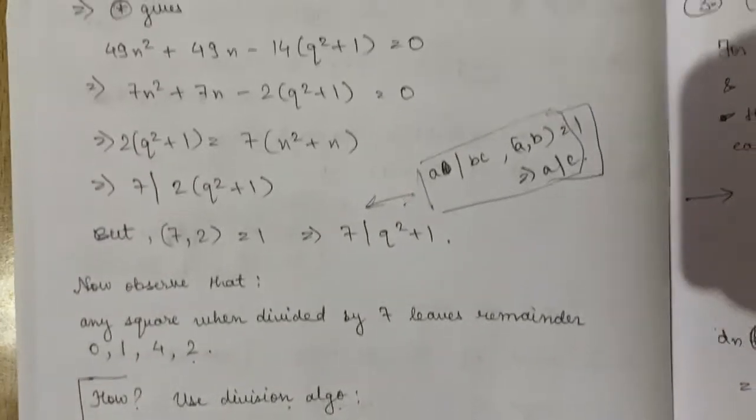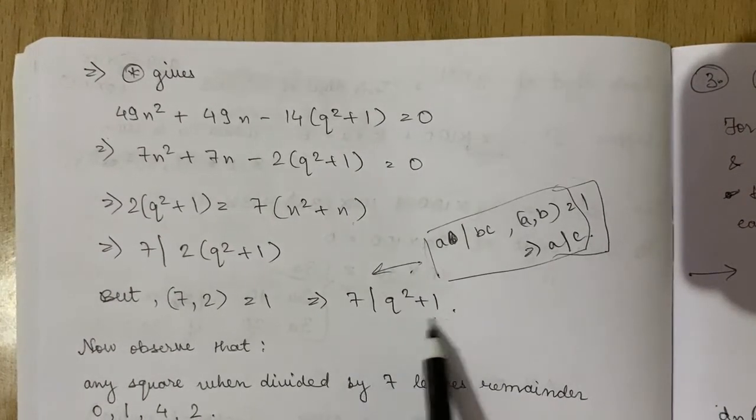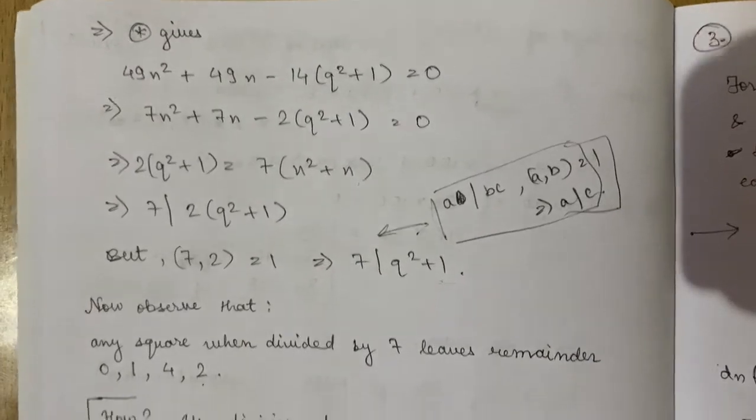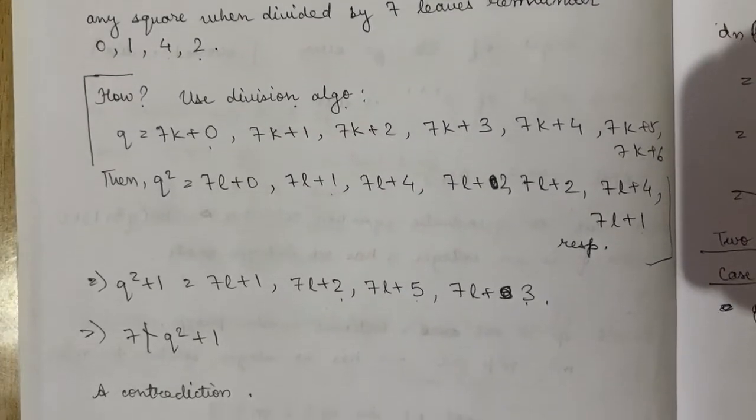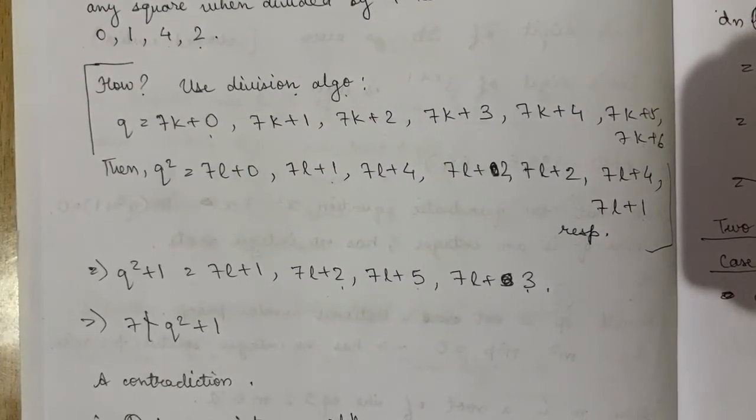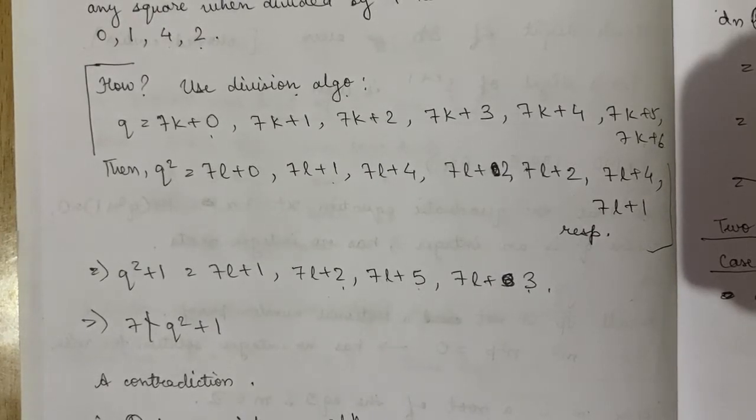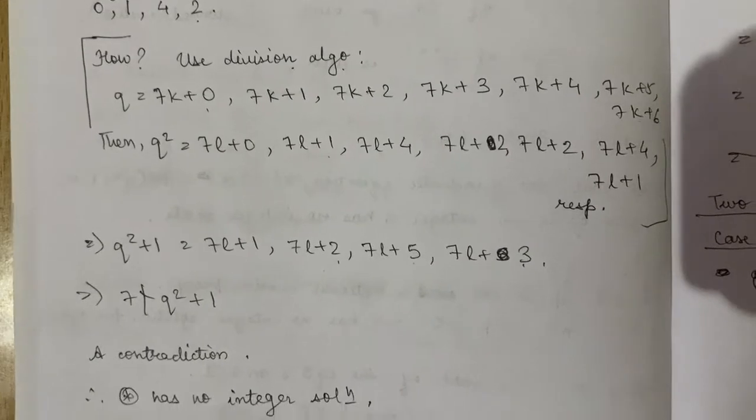Earlier we had got that 7 divides q square plus 1, assuming that the root of this equation is an integer. So that gave the contradiction, which means this equation star has no integer roots.